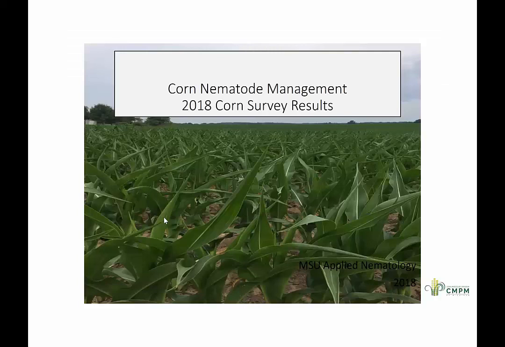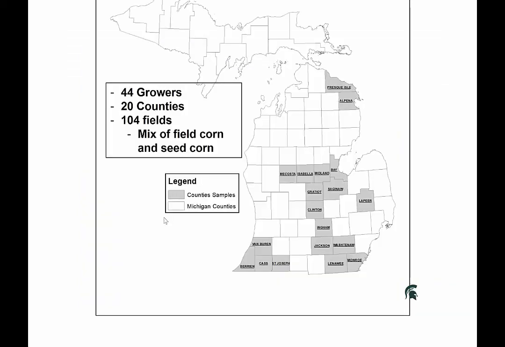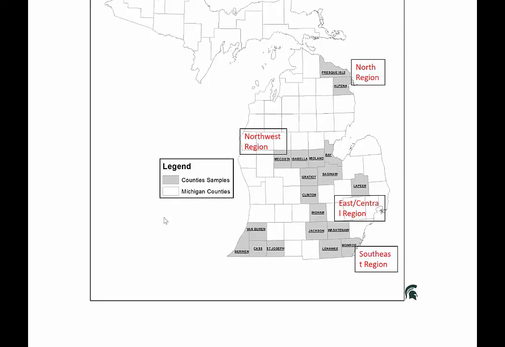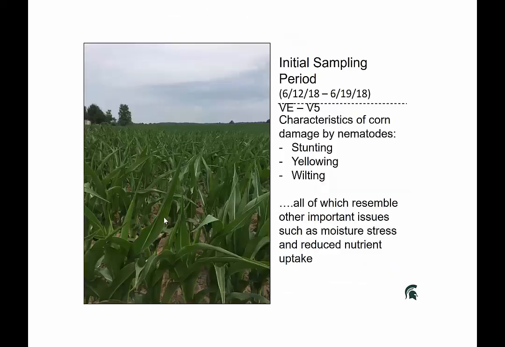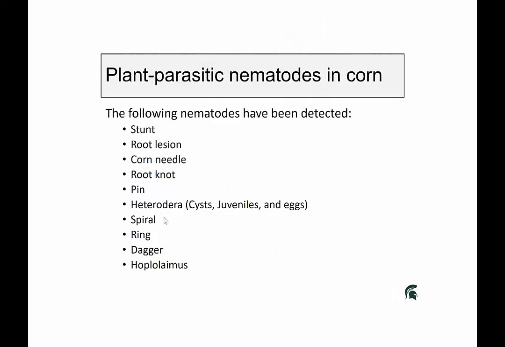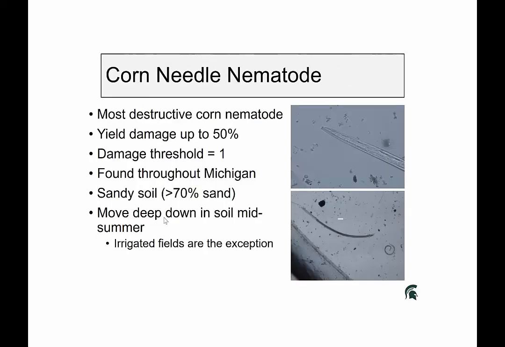Quickly, we're going to talk about a corn survey. We surveyed the state for corn nematodes in the different regions of Michigan. The nematodes that we found are stunt, root lesion, corn needle, and a couple of others. Stunt is the one that is most common in corn and that we believe is taking the most yield from corn. Corn needle nematode is a very serious nematode.